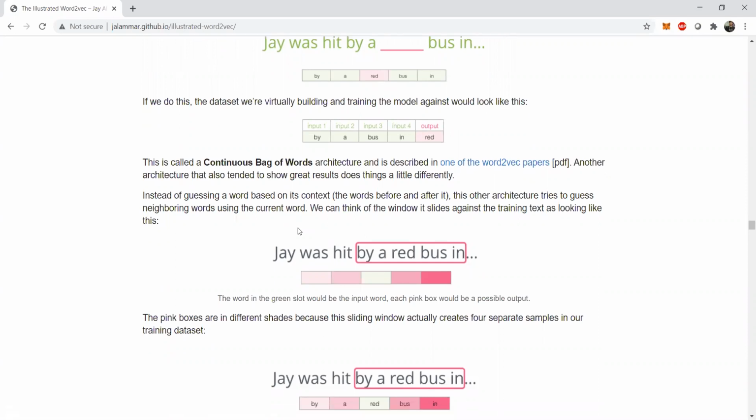Now, this is the CBOW model, where we are given a set of words or a single word, and we are made to predict what the context of it is. That means the resultant probabilistic contextual vectors. So in this case, "by a red bus in" becomes our context vector, and this becomes the CBOW result.